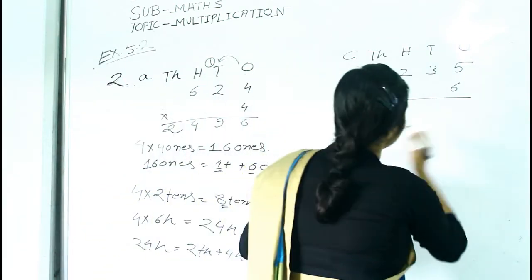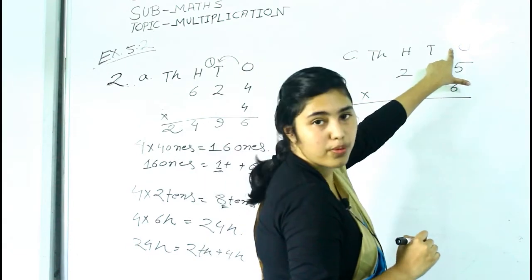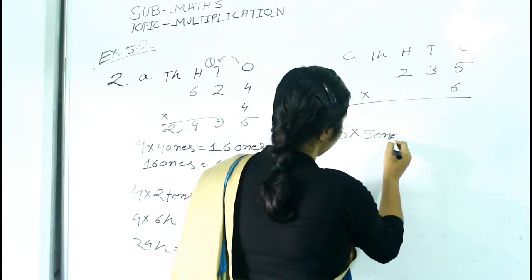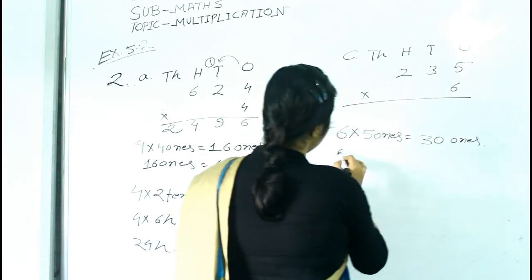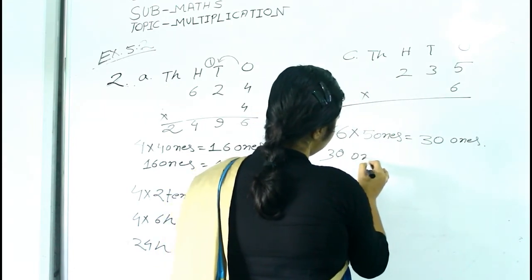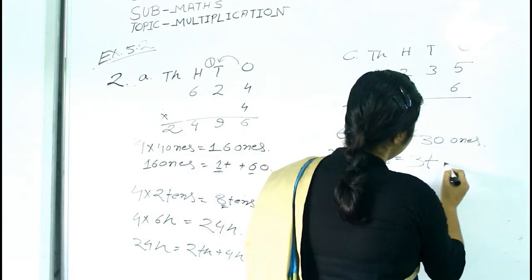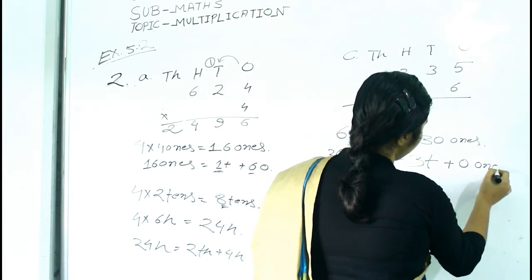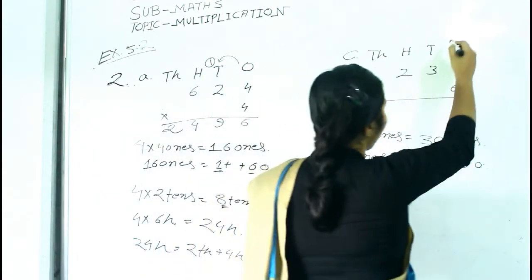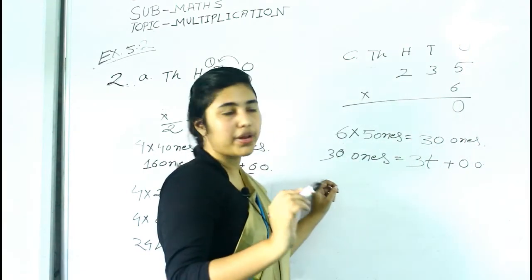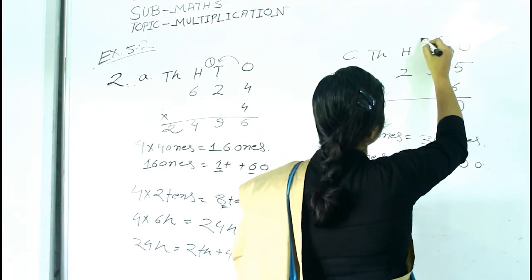Okay. Next, here also first multiply 6 with 5 ones. We will get 6 fives are 30 ones. So again regrouping is needed, right? So write 30 ones as 3 tens plus 0 ones. Now write 0 in the column of the ones place and carry this 3 to the tens place.